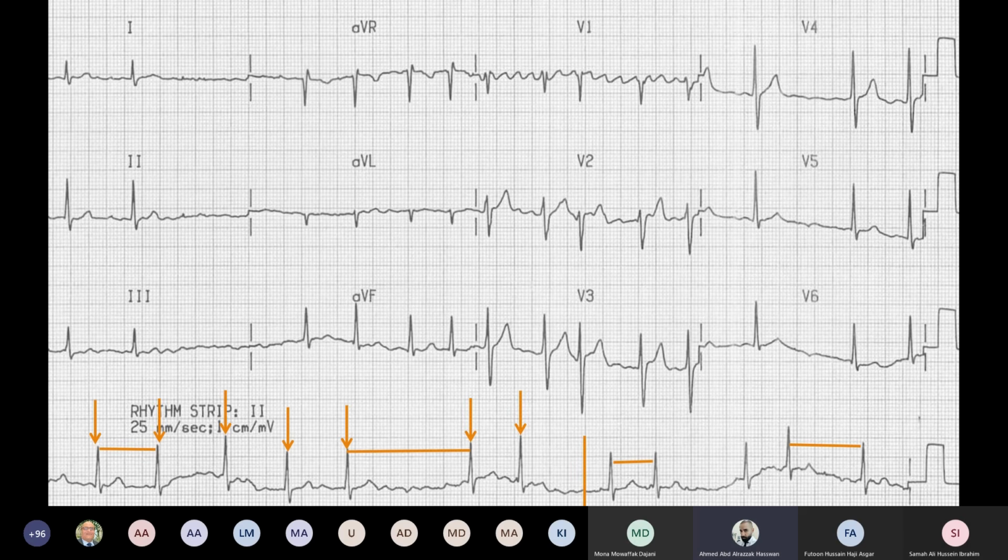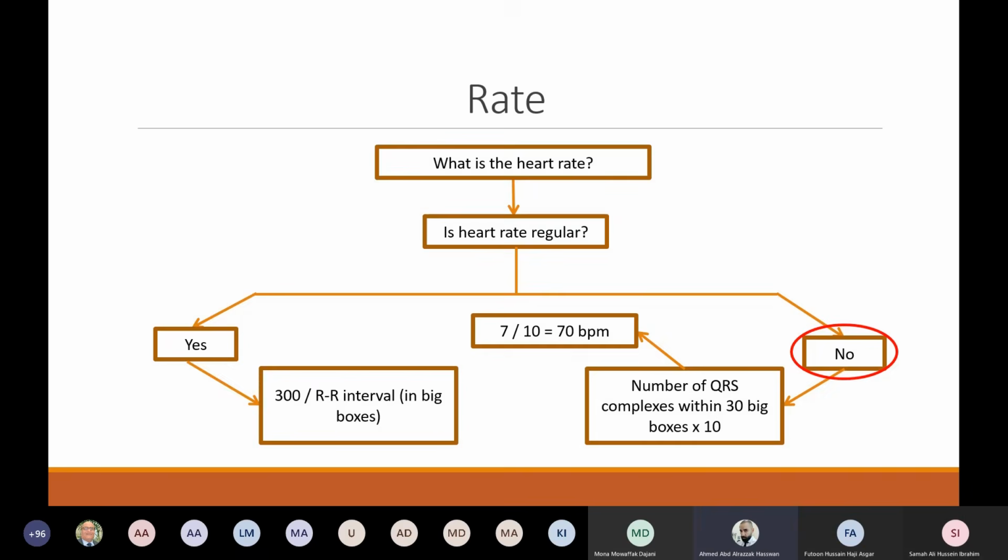We have 1, 2, 3, 4, 5, 6, 7. So we have 7 QRS complexes in 6 seconds. So how many beats do we have? So this is 70. Simply we multiply the number of QRS complexes in 6 seconds, or in 30 boxes, by 10.